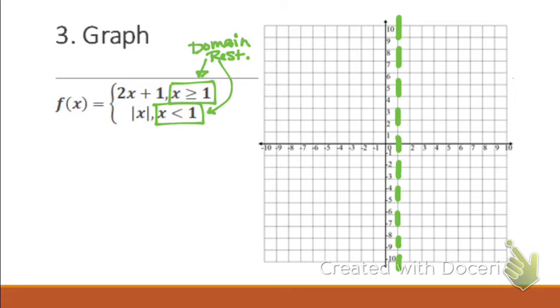Which of these pieces lives over here on the left side? Absolute value of x lives on the left. So y equals absolute value of x. Does that one have any stretching, compressing, reflecting, shifting? It's just like the parent. What lives on the right side? 2x plus 1. Y equals 2x plus 1.